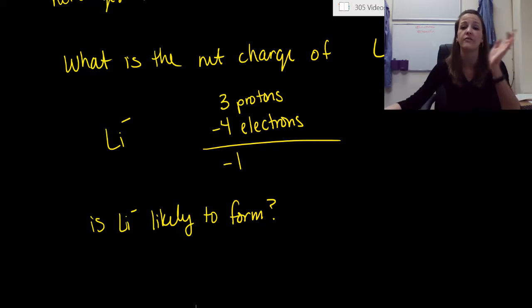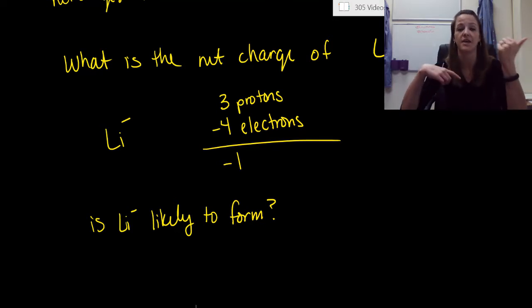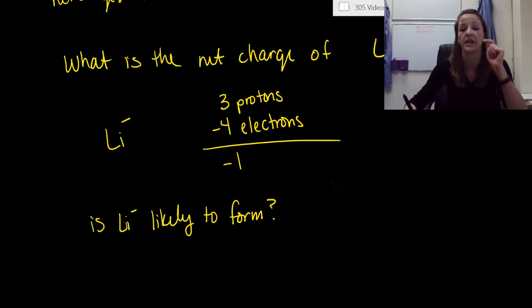Is lithium on the left or right side of the periodic table? Left, so we're leaning towards the cation. Is lithium a metal or a non-metal? Definitely a metal, leaning toward a cation. Last one, does lithium have a high or low electronegativity value? Definitely low electronegativity, definitely more likely to be a cation.